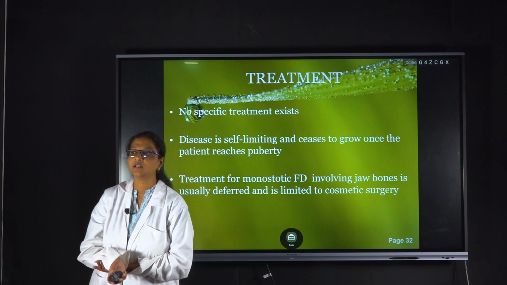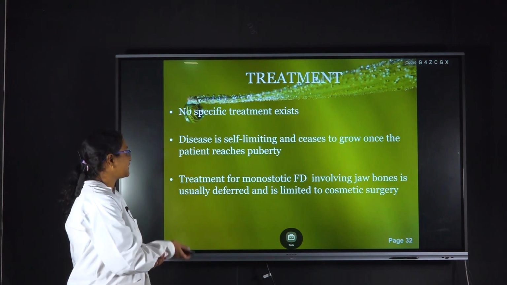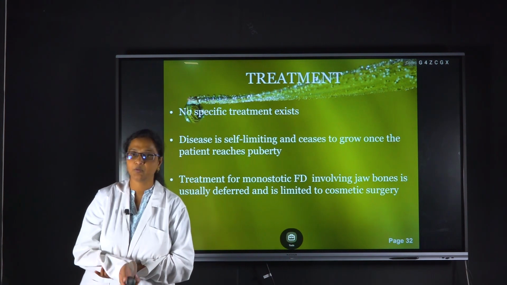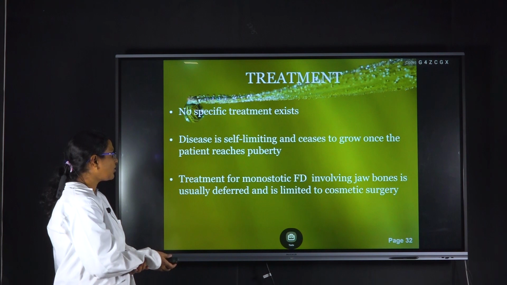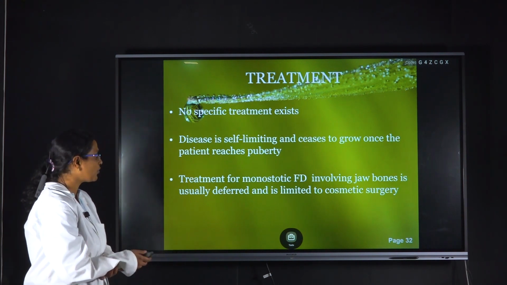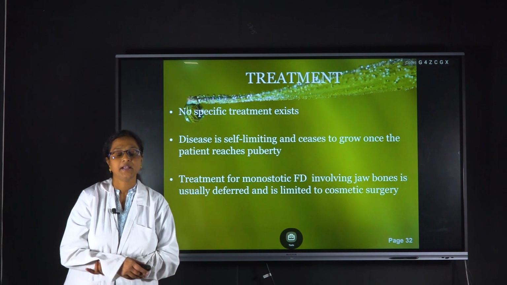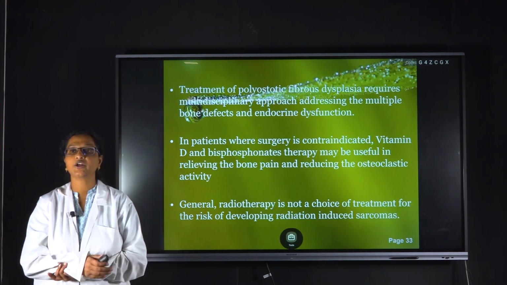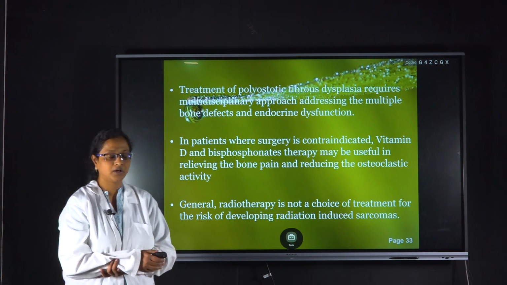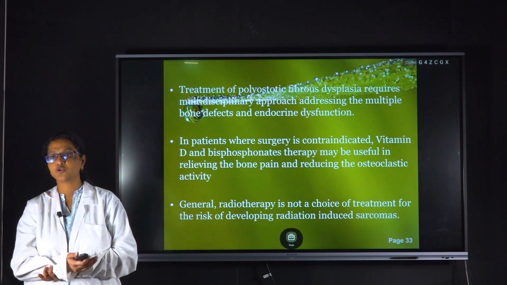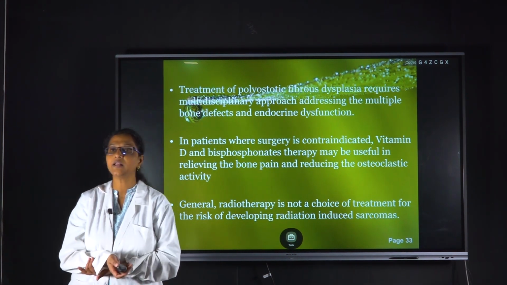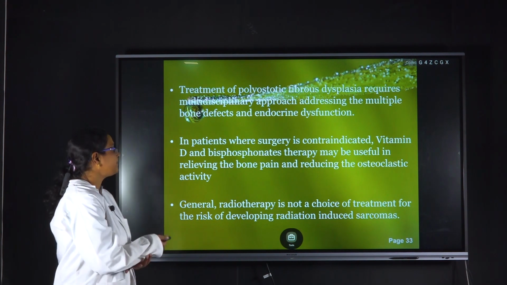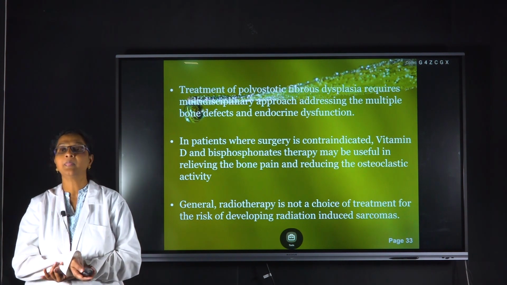Coming to the treatment, there is no specific treatment for fibrous dysplasia. Usually the disease is self-limiting and it ceases to grow when the patient reaches puberty. The treatment for the monostotic form involving the jawbones is usually deferred, and it is usually limited to cosmetic surgery. Whereas if there is a polyostotic type of fibrous dysplasia, the patient usually requires a multidisciplinary approach, as he will also be suffering from endocrinal abnormalities. In patients where surgery is contraindicated, vitamin D and bisphosphonates are useful in resolving the bone pain.